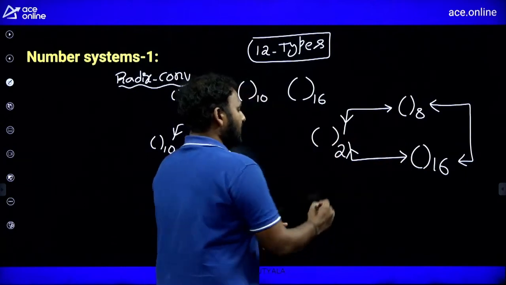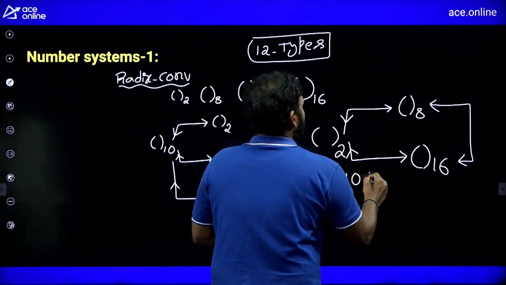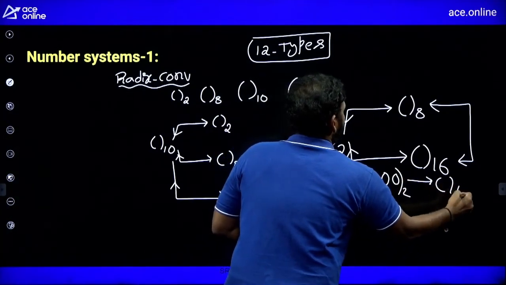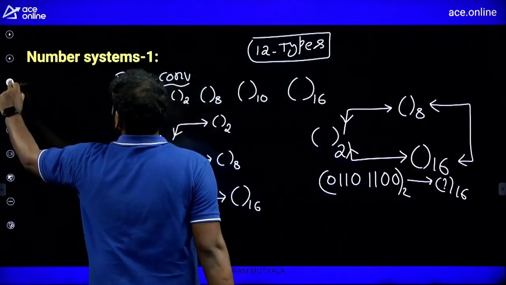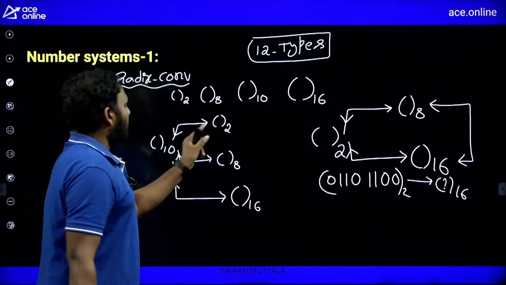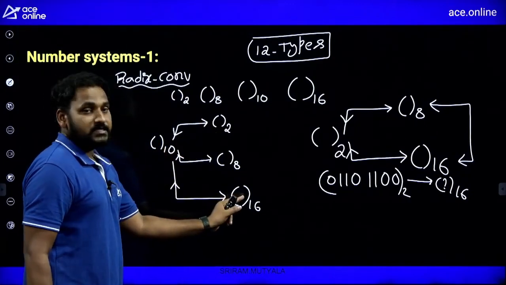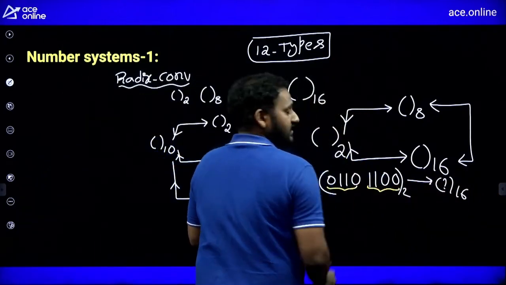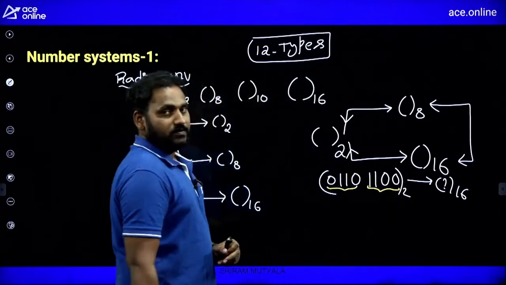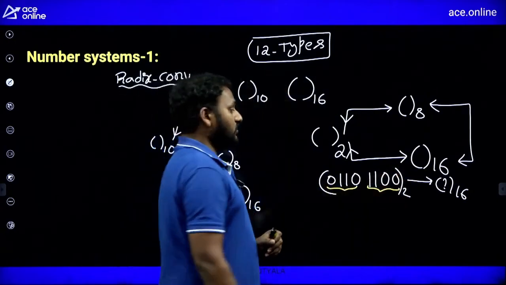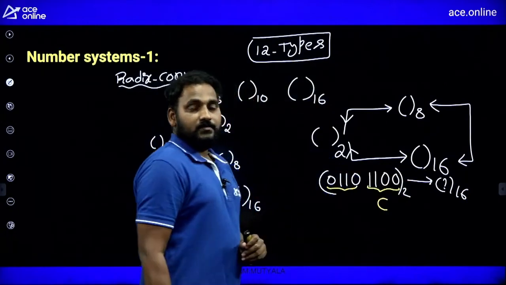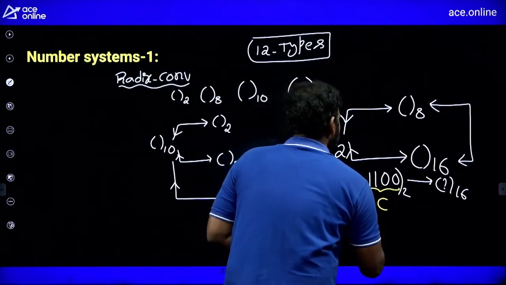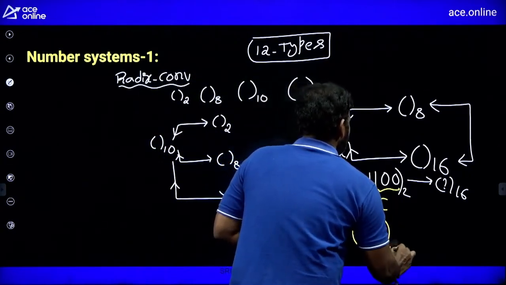Take the binary number. Example, 0 1 1 0 1 1 0 0 is a binary number. I want to convert it into hexadecimal. How is it possible? Simple. Don't go for binary to decimal and then decimal to hexa. Direct. 16 is equal to 2 power 4. You just group 4 bits at a time. 1100 is 12, but we are converting it into hexa, so we should write it as C. Got it or not? 0110 is 6. You can directly write 6. So the answer is 6C base 16.